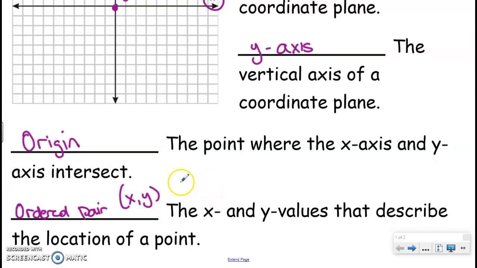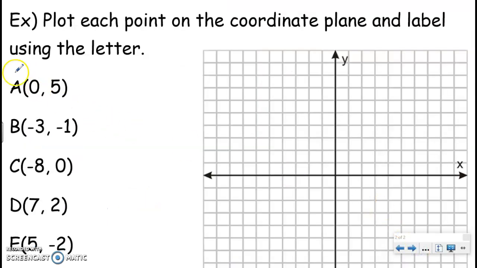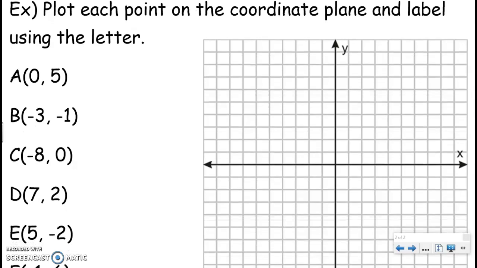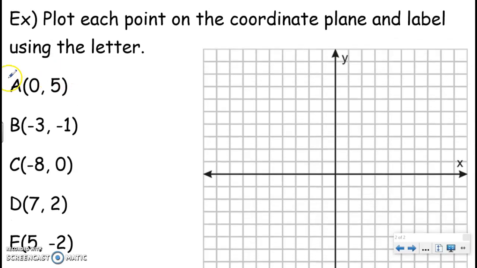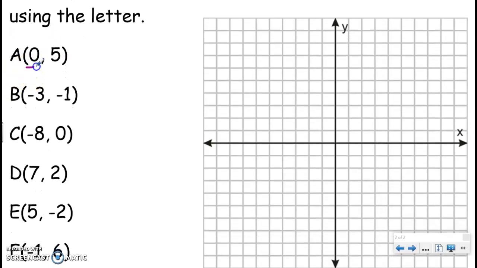Okay, so when we're doing this, think of your parentheses as an elevator door. You have to step into the elevator before you can ride the elevator up or down. Okay, so for A, we're going to plot this. This is telling me I have to take 0 steps into the elevator. So if I start at the origin, I'm not moving sideways to get into it. I'm just going to go straight up 5. 1, 2, 3, 4, 5. I'm going to label it with an A.